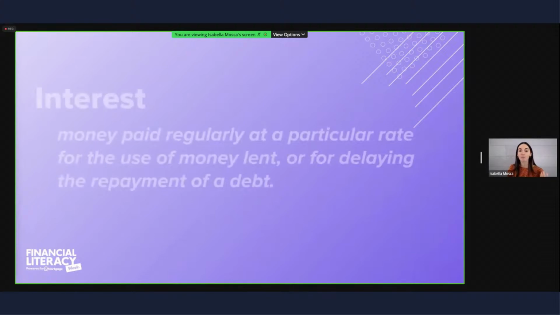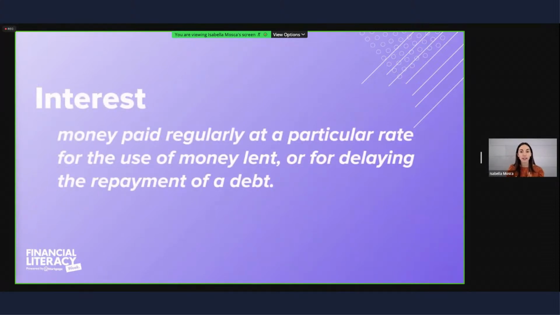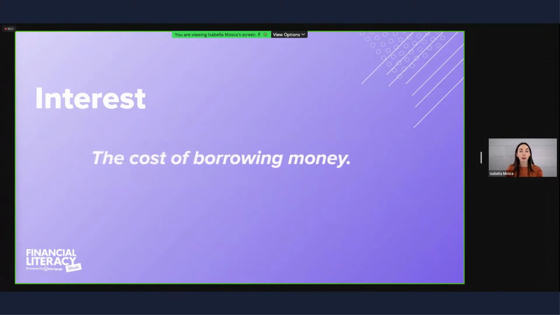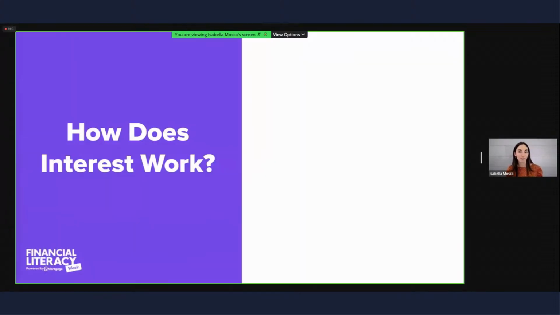Interest. The definition of interest is money paid regularly at a particular rate for the use of money lent or for delaying the repayment of a debt. What does that exactly mean? When you borrow money, there's a cost. So simply put, interest is the cost of borrowing that money. Now we know what the basic function of interest is, we can talk about how it works.